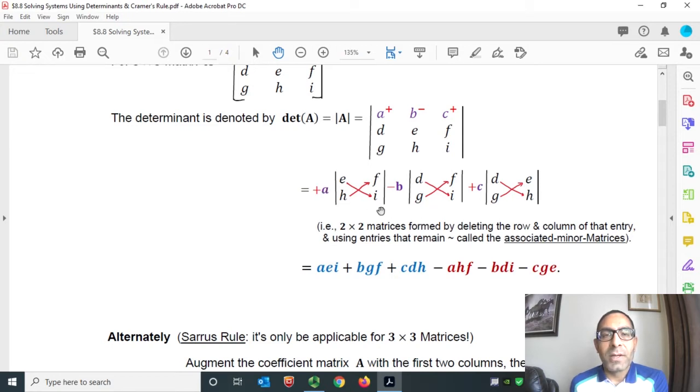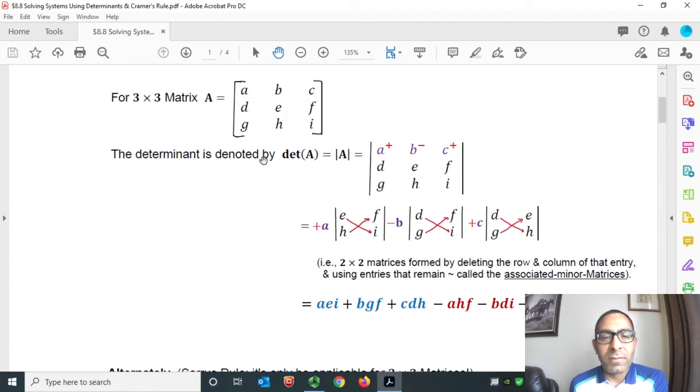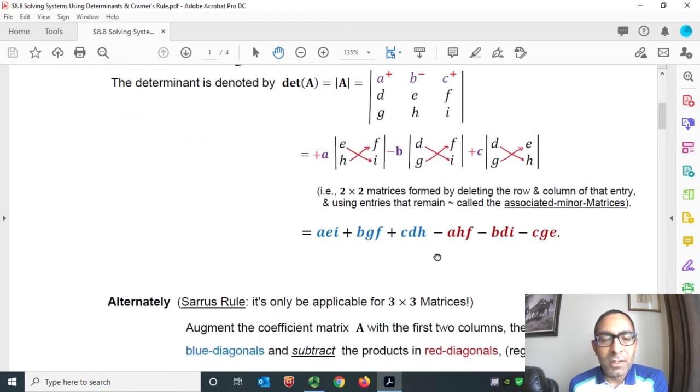Then we expand these 2 by 2 determinants just like before, and we multiply the first by a, the second determinant by negative b, and the last determinant by positive c, and it turns out that the determinant of the given 3 by 3 matrix is aei plus bgf plus cdh minus ahf minus bdi minus cge. Great. So now let's move on.